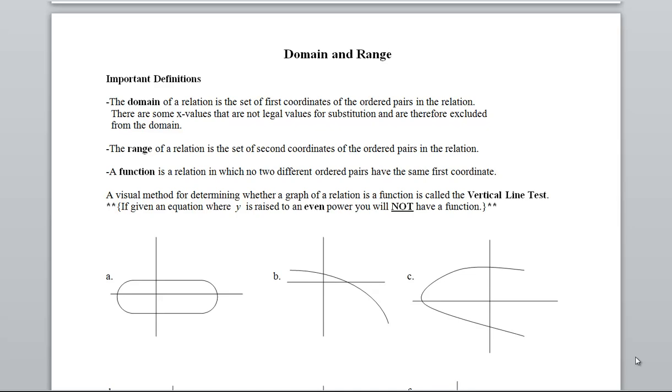Now we're going to look at domain and range. I've got some important definitions that you'll need to know and understand because they'll be popping up throughout this course, and if you have to take another math course, you'll hear it there too.